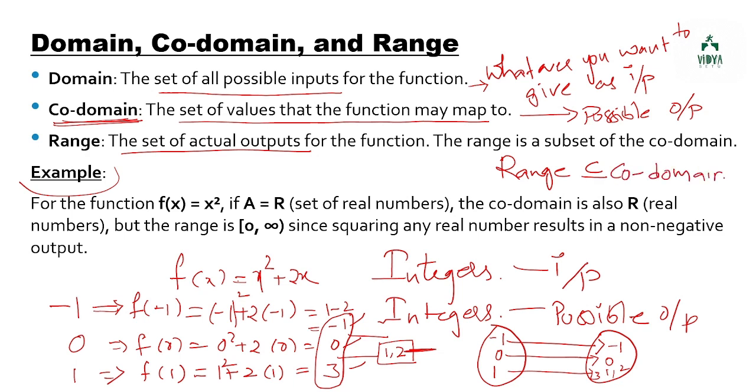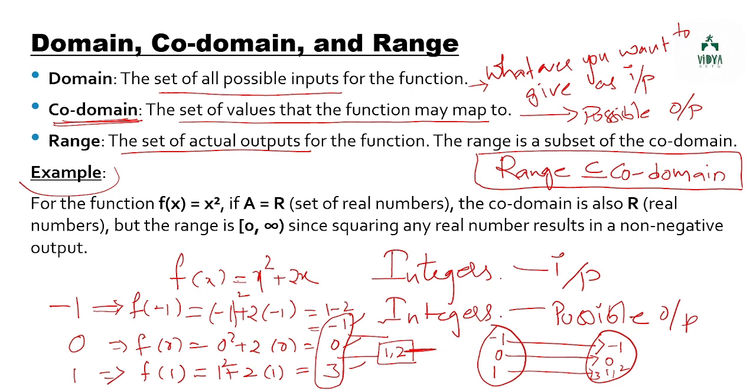Again, I'll repeat for you because I want you to concretize this concept. Domain means the possible input values that you can put for which the function exists. Codomain means the possible outputs that the function may map to. But range is the actual output that the function maps to.